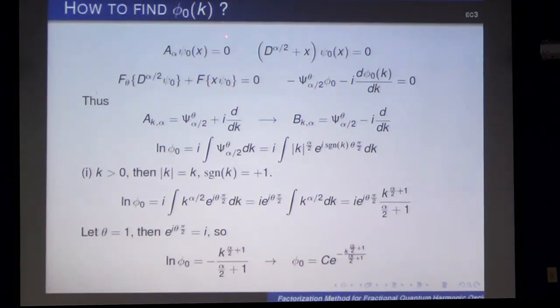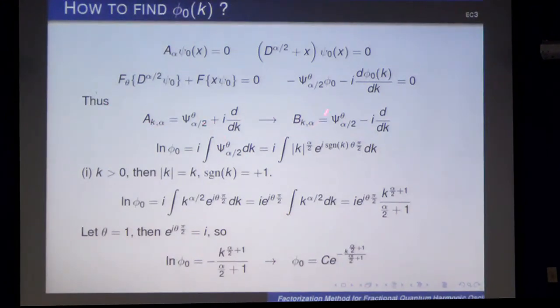So, how to find phi zero? Here is a simple calculation. Of course, in X space, you would have the kernel here, the fractional kernel, which means this kind of equation. You pass to the K space, in the way I explained in the previous slide. So you apply the Fourier transform to the non-fractional part, but you apply this asymmetric Fourier transform to the fractional part. You get this equation, which is practically the kernel equation in the K-space.